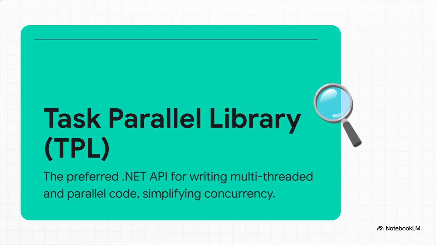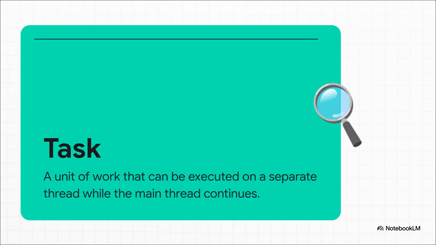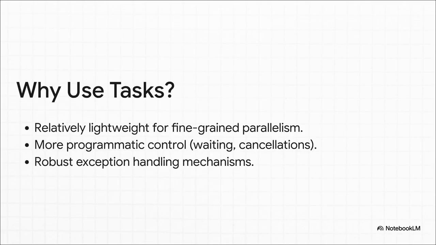Its whole purpose is to hide all that nasty complexity so we can focus on writing powerful, concurrent code much more easily. So a task really is just a promise that some work will get done in the future. It's a neat little package of code that needs to be run. And here's the key. It's a higher-level idea than a raw thread. We wrap our work in a task, and then we just hand it over to the .NET scheduler. We let it figure out the best way to run it on a background thread, while our main thread just keeps on chugging along.